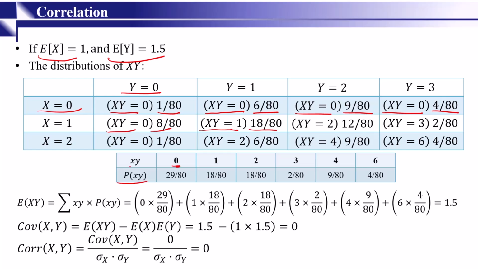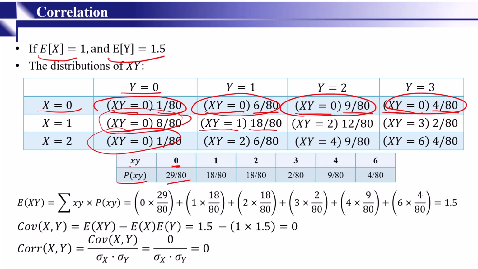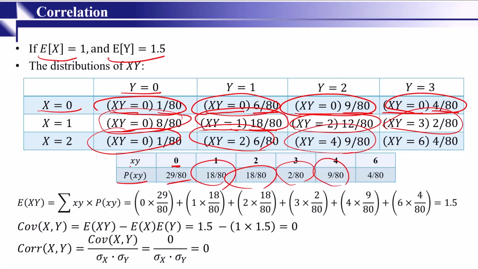So this is the second table. We just summarize all possible x times y values and their corresponding probabilities. So for example, for 0, we have one case here, one case here, one case here, one case here, one case here, one case here. If you sum them together, you will come up with this one. For 1, we have only one case, that is 18 by 80. For 2, we have two cases, that is 18 by 80. For 3, we have one case, 2 by 80. For 4, we have one case, 9 by 80, and for 6, one case, 4 by 80.